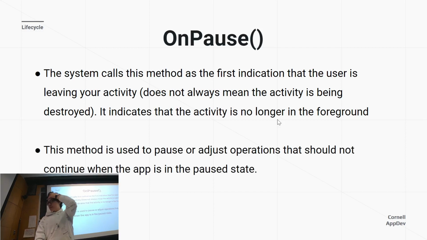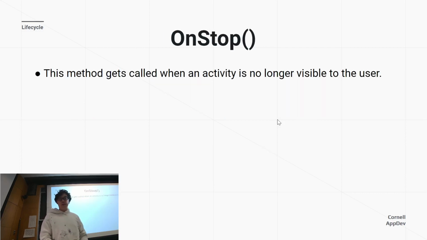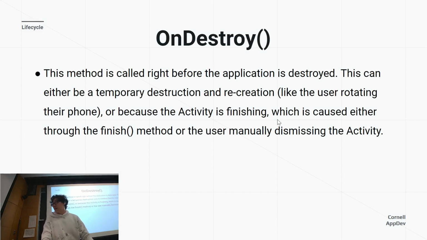This method is used to pause operations that should not be continued. Now onStop: it is called when the activity is no longer visible to the user. So it's not just not in the foreground; it is just not visible, period. And so your app will stop using memory to keep holding onto it, and it will just stop running it.